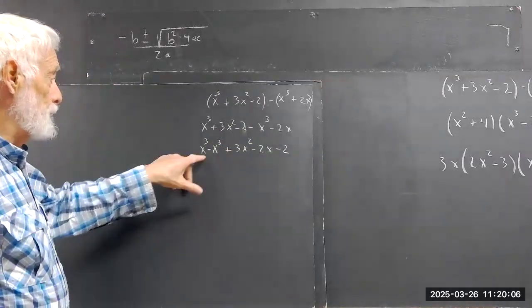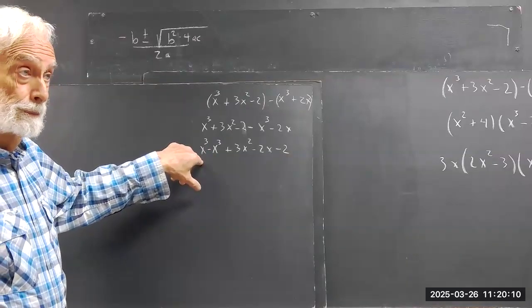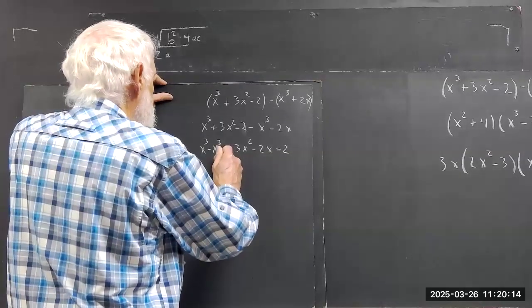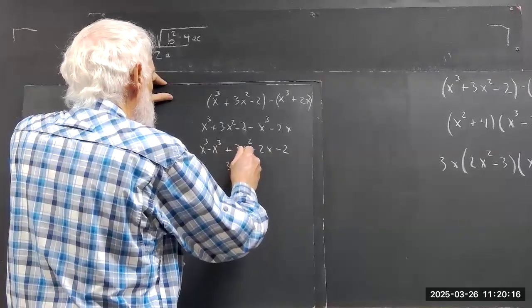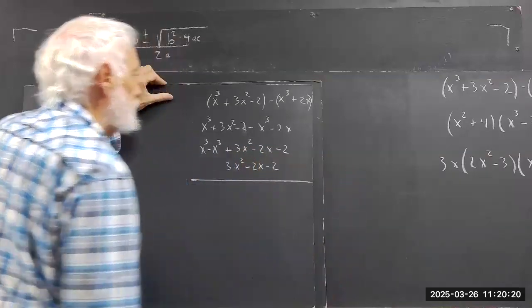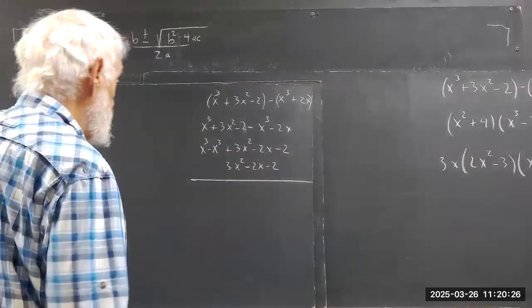Okay? Now, x cubed minus x cubed is just 0. You're subtracting something from itself. That just leaves us 3x squared minus 2x minus 2. And we're done with this one. Okay. So let's move to the next one.